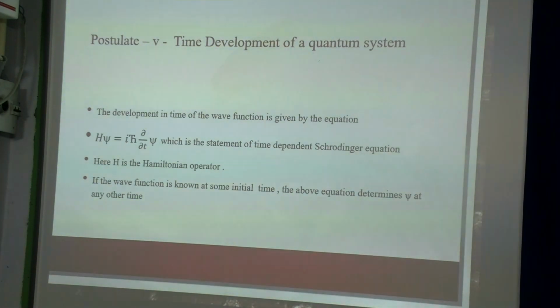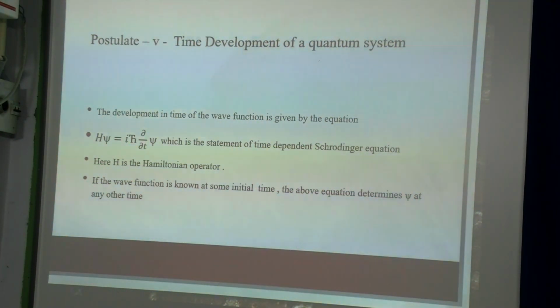Here, this is nothing but H psi equal to E psi, which represents the time dependent Schrodinger equation. Here H is the Hamiltonian operator and i h cross dou by dou t is the operator associated with energy. If the wave function is known at some initial time, the above equation determines psi at any other time. So, this is about the postulates. I will summarize the postulates once again.